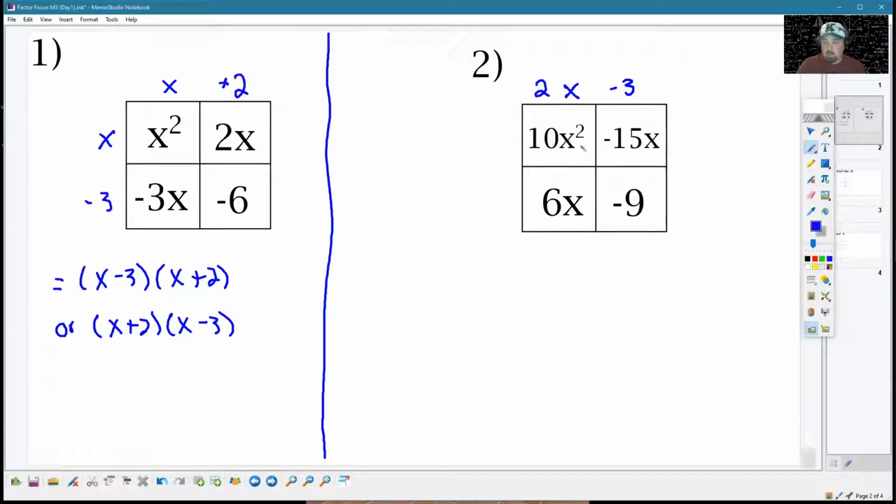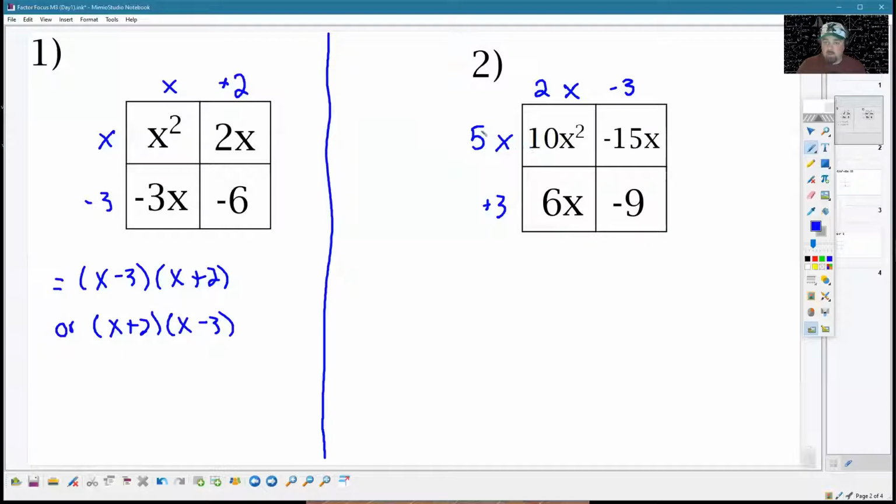Now we're going to work this way across the rows. X and x squared, so there's an x here. -15 and positive 10. They have a 5 in common. We'll work this way. We've got 6 and -9. That's going to give us a positive 3. And they don't have a variable in common.